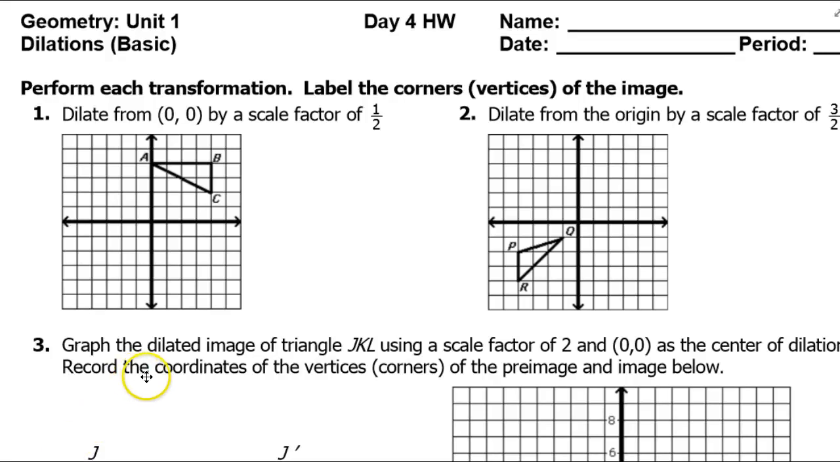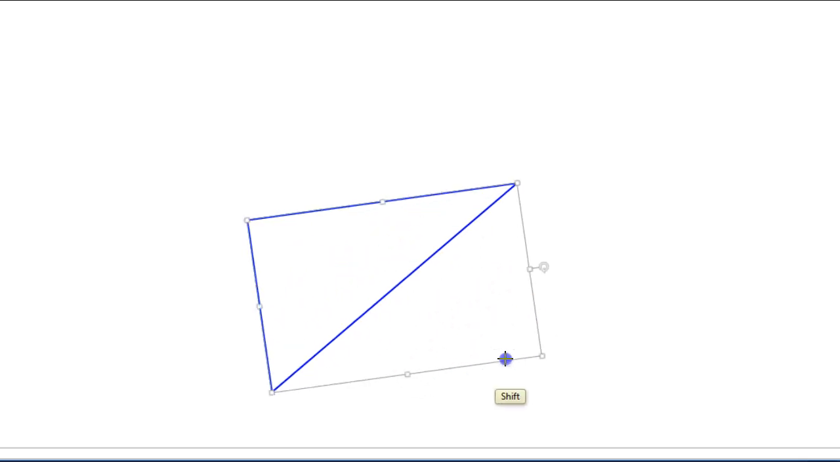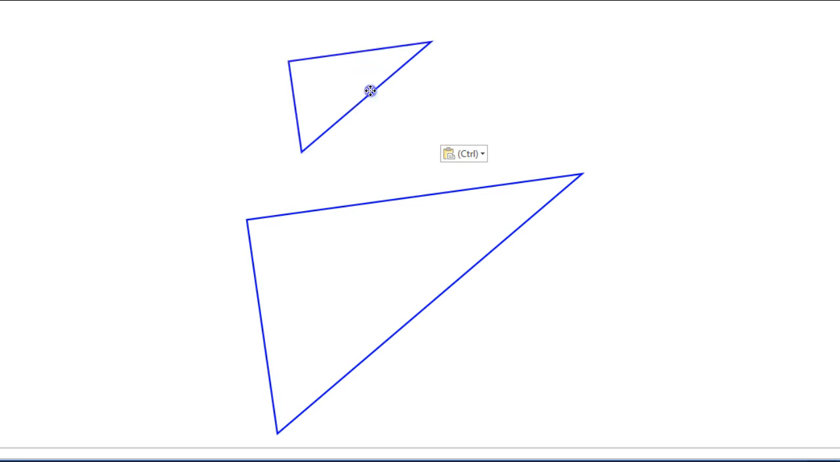In this video, we will discuss basic dilations. Dilations from the origin. Now, what is a dilation? A dilation is a change in size where you are not changing the shape. So a dilation could mean that the shape is getting bigger than the original.